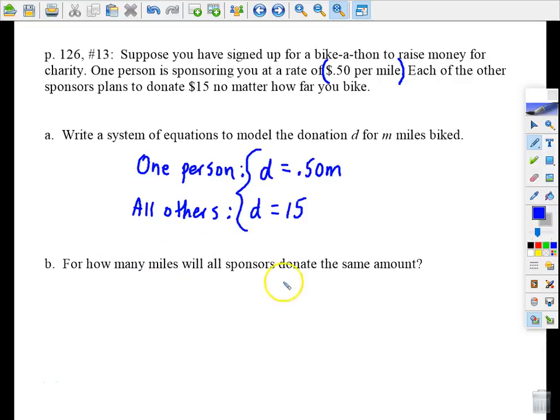And then you're back to doing what you did in the previous problems. Solve this system, and you're basically solving for m. After how many miles of biking will these two groups, this one person and everybody else, be giving you the same amount of money? So easy enough. You're going to let 15, which is D, replace D in the top equation, and I'll let you finish it from here. You're solving for m, which is miles.